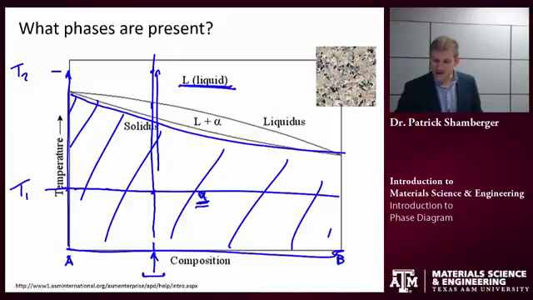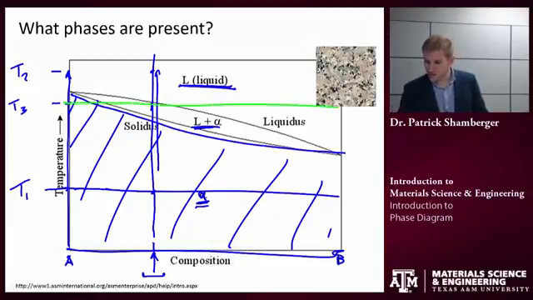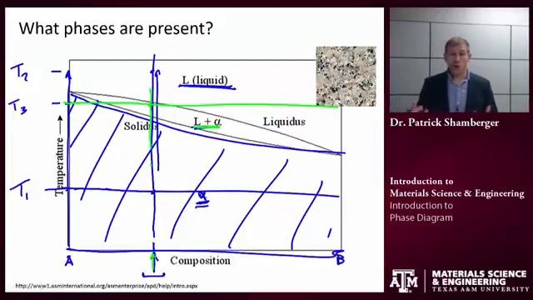What about if I'm in something like this? This is a two-phase region. So if I said, what phases are present at temperature 3, let's give this a different color, at temperature 3, at this composition, I come up, I find the intersection, and that is in this two-phase region. And so there are both liquid and solid present under those conditions.